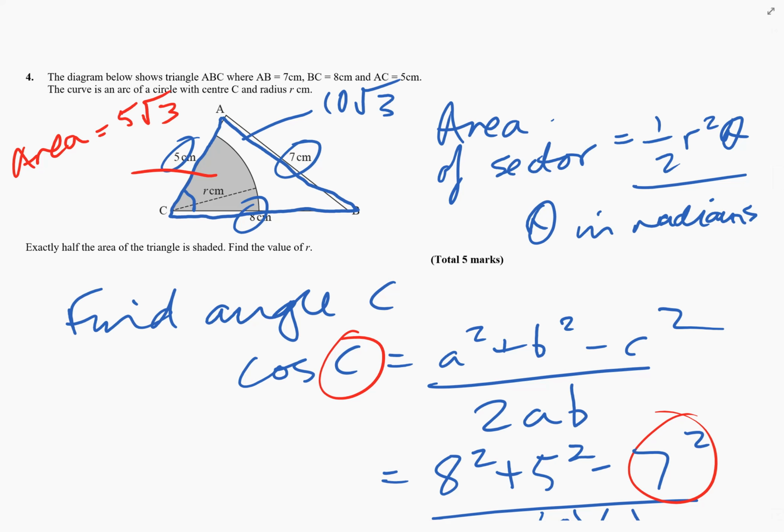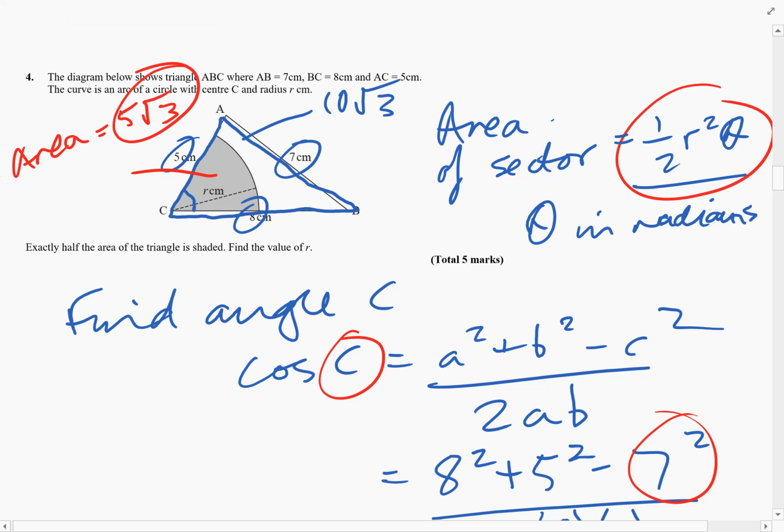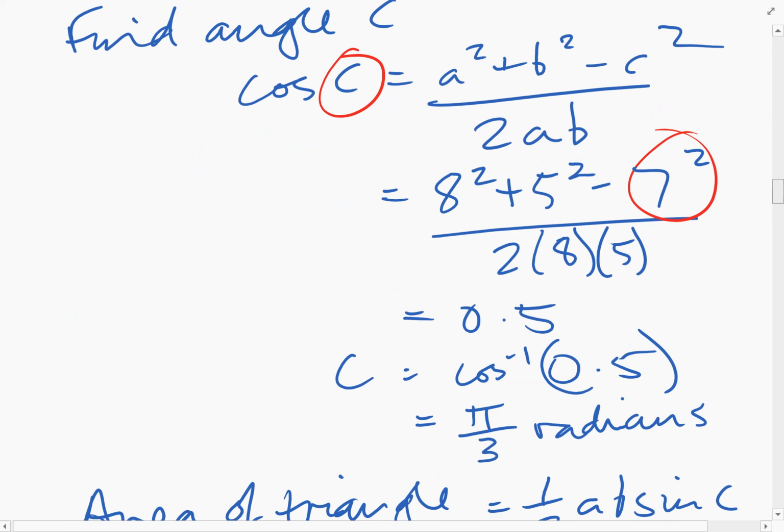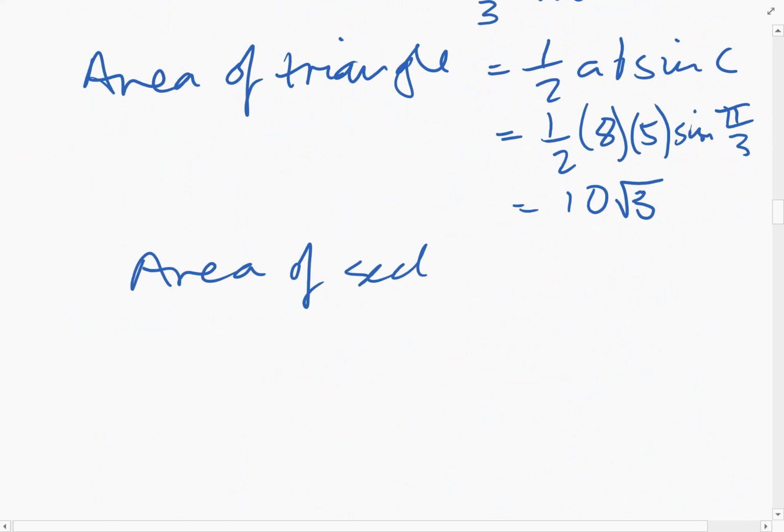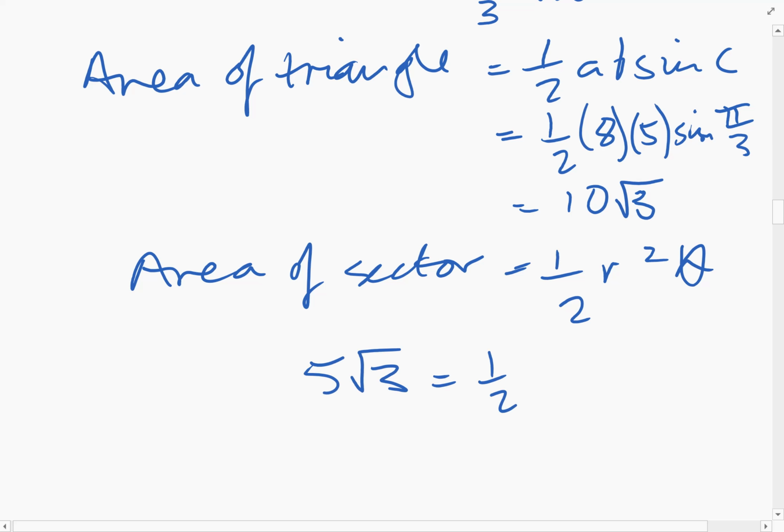Okay, so if the area of the shaded region there is 5 root 3, that has to equal this because it's the area of a sector. So, and we know what theta is. Remember theta, we've worked it out, it's pi over 3. So if I do that down here, we have the area of the sector is a half r squared theta. We know that has to equal 5 root 3 because it's half the triangle. So that's a half times r squared times pi over 3.